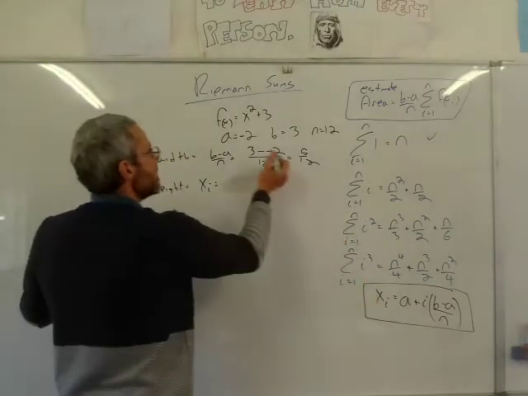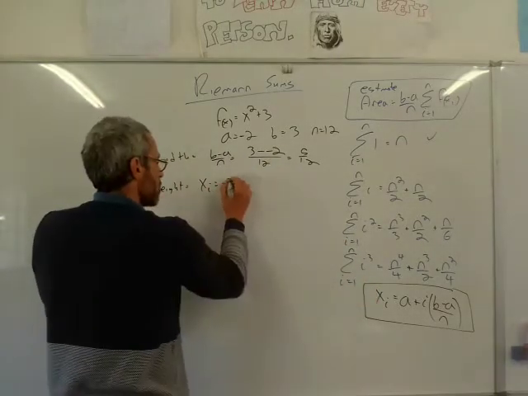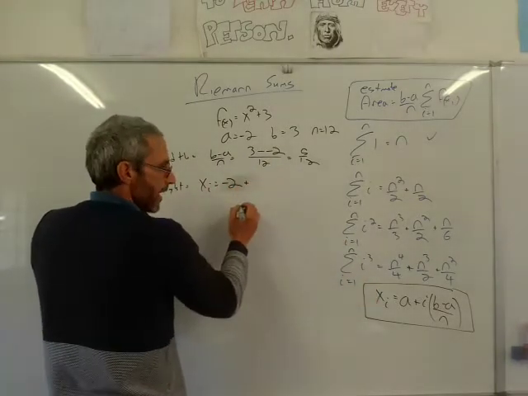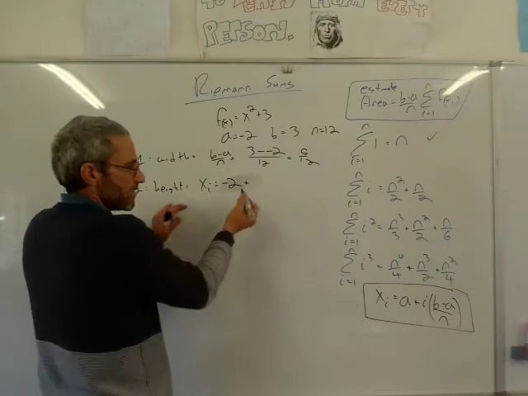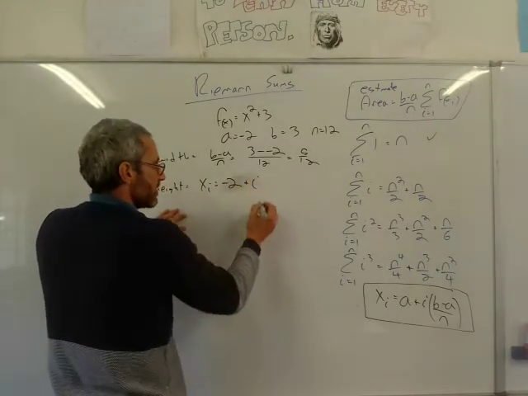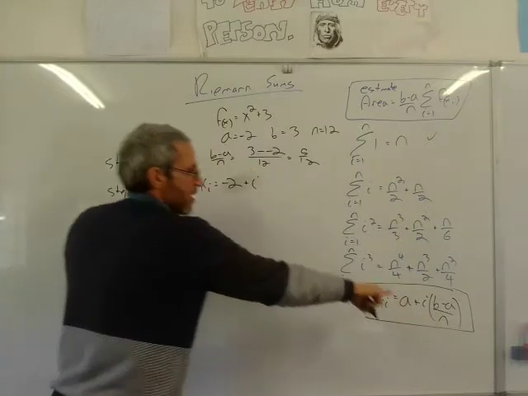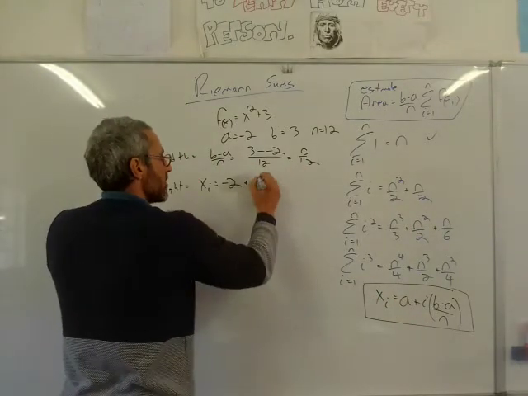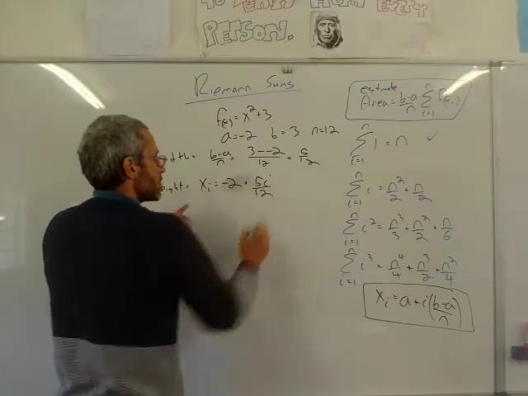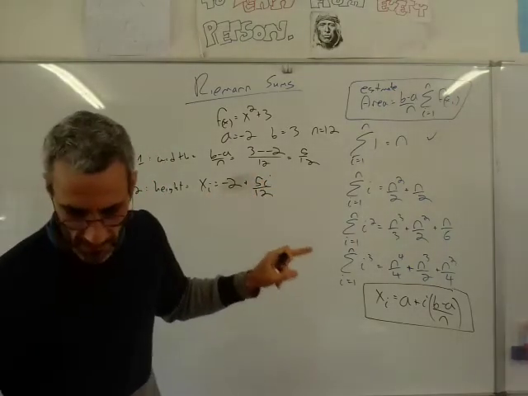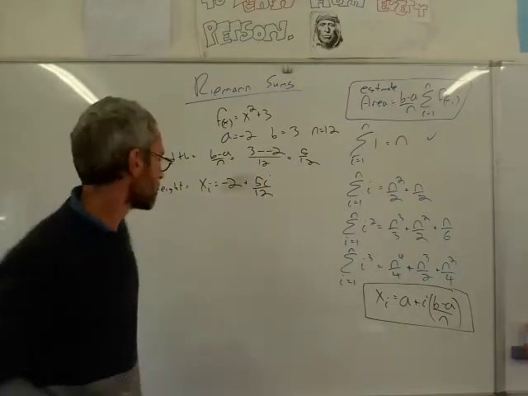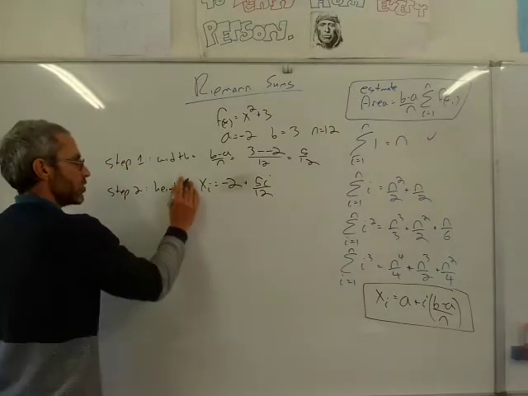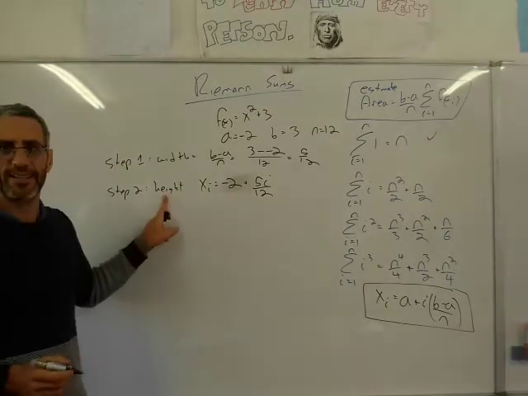So a, for this specific problem, is equal to minus 2. i is a variable, so I'll leave it like that. And b minus a over n is basically your width, so it's 5 over 12. So xi is minus 2 plus 5i over 12. But that's not what we wanted to find out. We want to find the height.